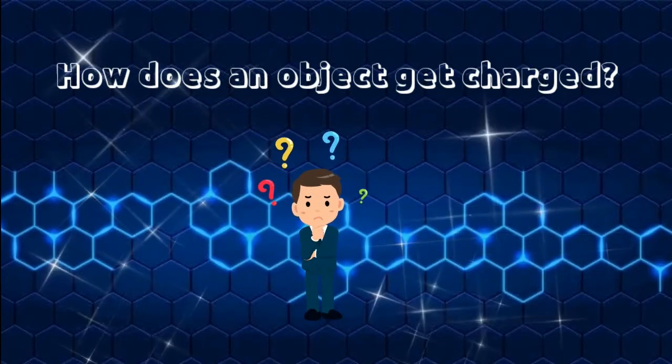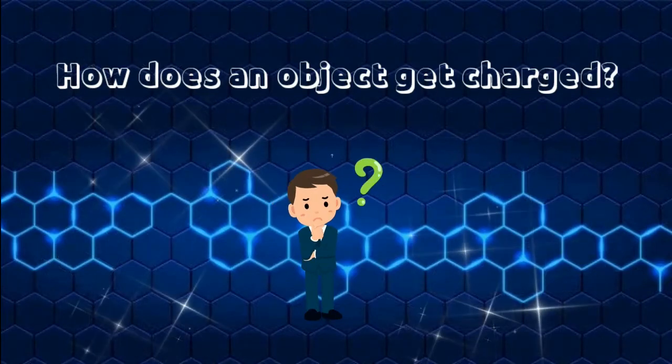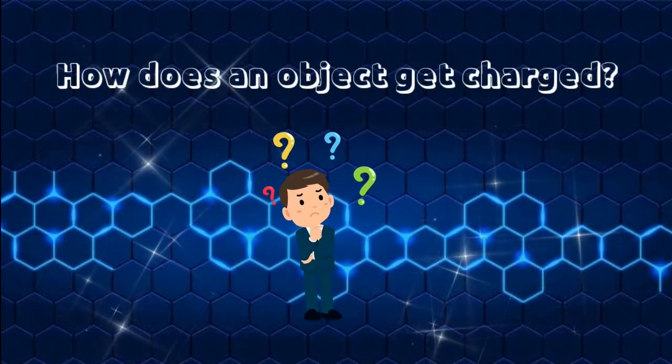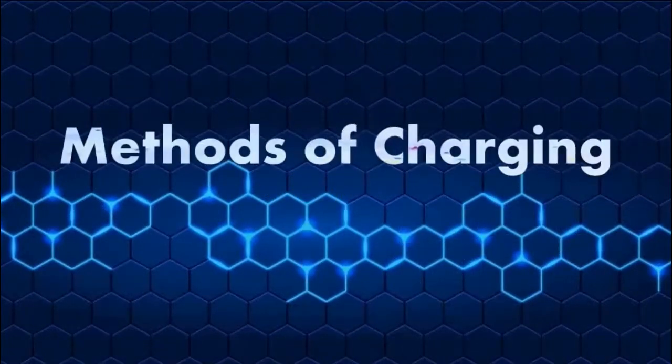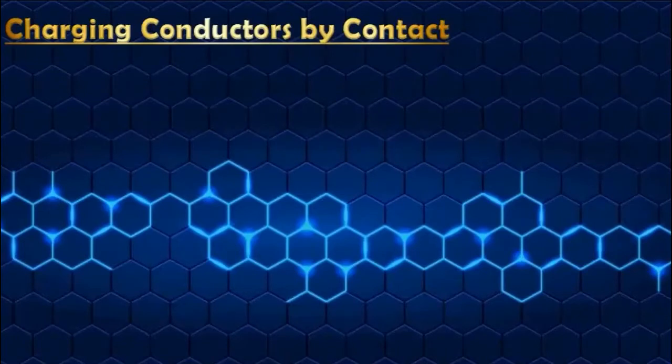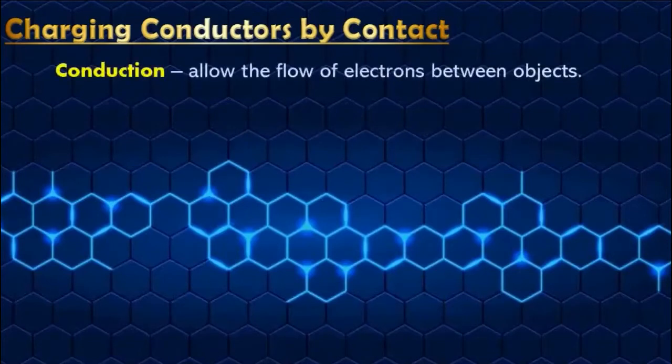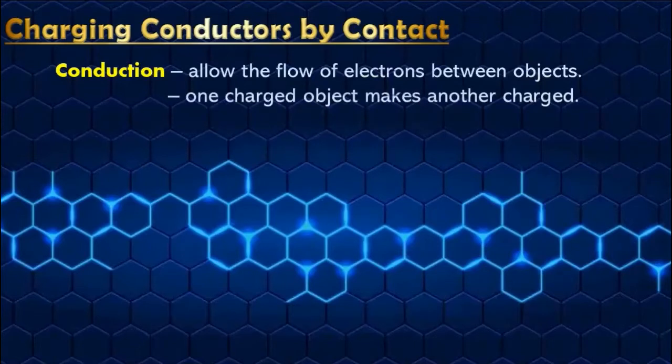Another question, how is this transfer of electrons being done? And that would be our lesson for today. Methods of charging. These are charging by conduction, charging by friction, and charging by induction. Charging by conduction, or charging conductors by contact. In the electrical sense, conduction allows the flow of electrons between objects through either touching two things together or attaching a wire between them. So to charge by conduction, we start with one charged object and we use it to charge another object, a neutral object.